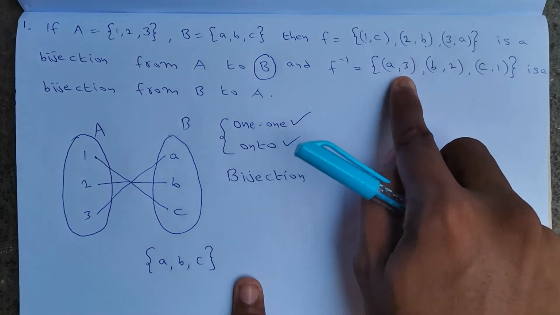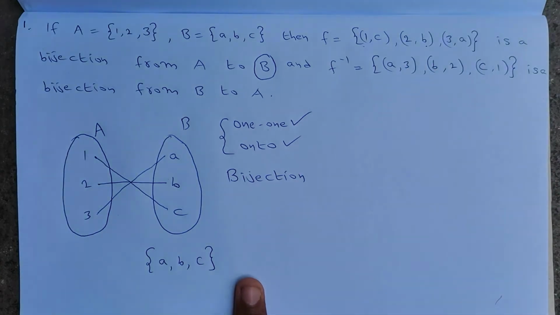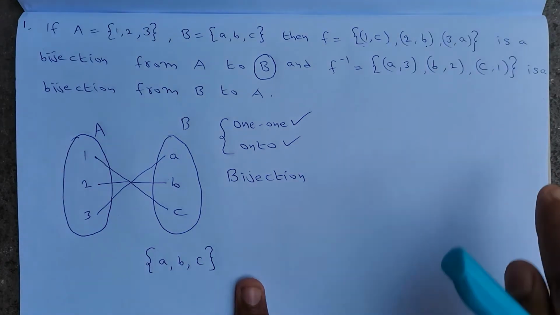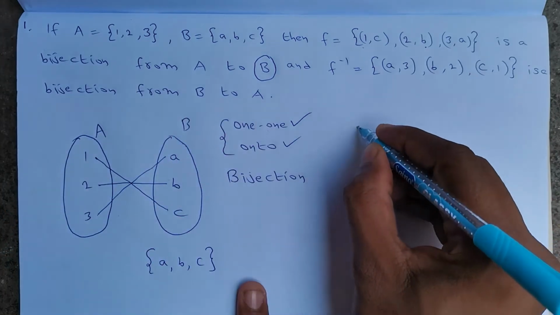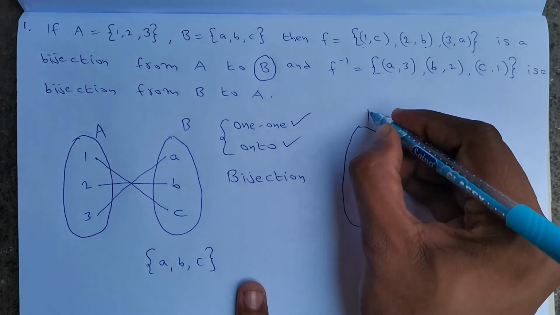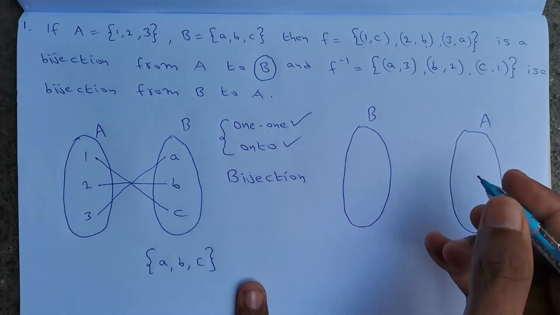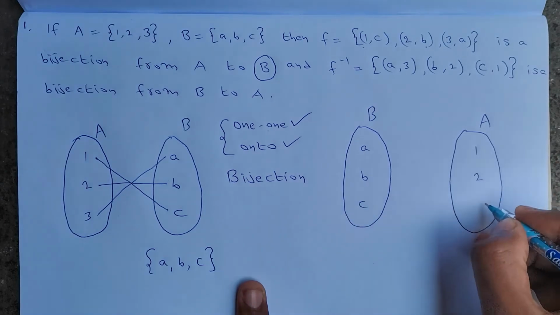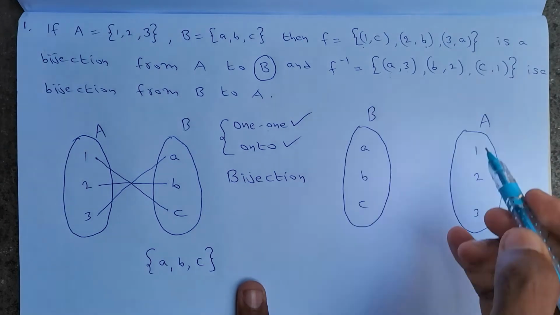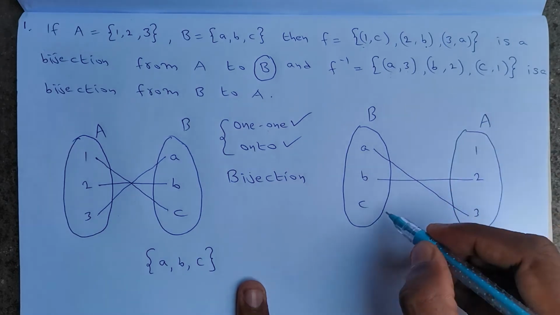Now for this inverse function, I will draw the figure again. He is saying it is a bijection from B to A. So this will become set B and this will become set A. In set B we have elements A, B, C, and in set A we have 1, 2, 3. So A to 3, A3, B to 2, C to 1.